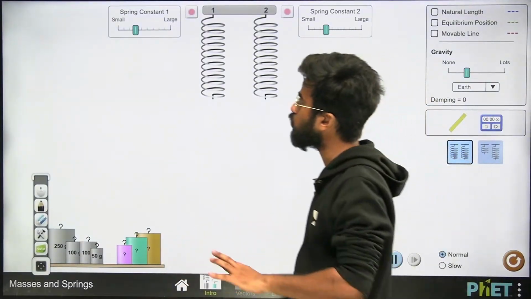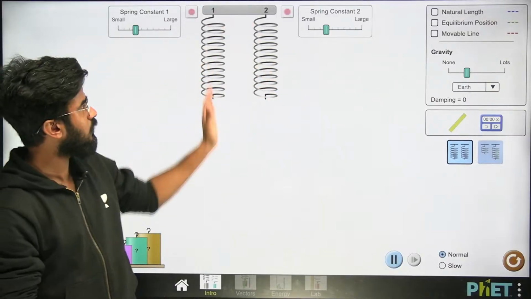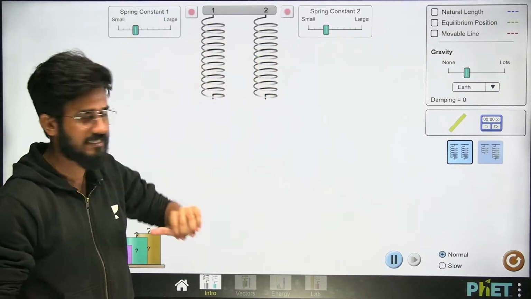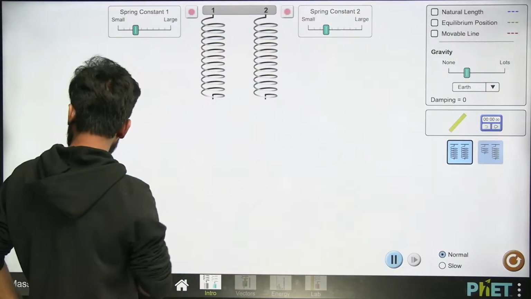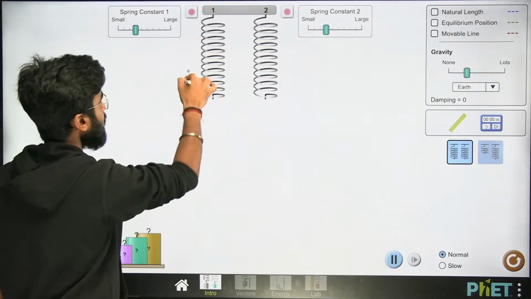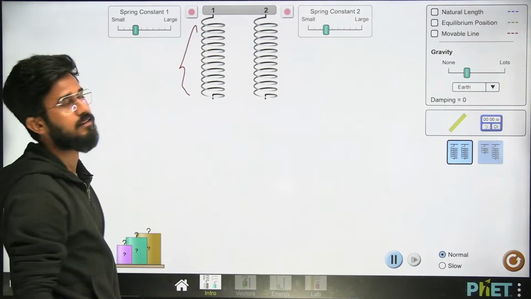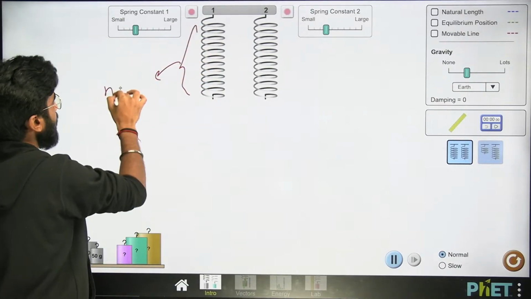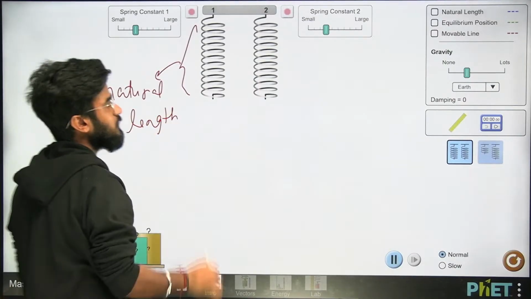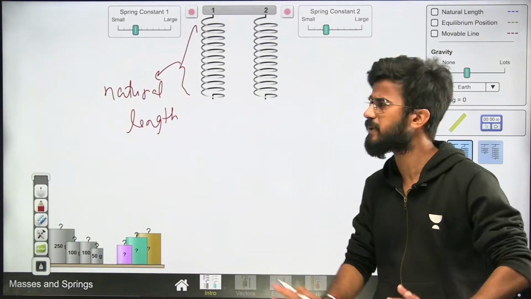So what I want to show you is that we have a spring. Guys, look at this. This is a spring. Suppose we are just focusing on one spring. There are 2 springs in this setup. Suppose this is the spring, and in this section, this is the natural length. What is this called? This is called the natural length. Means this is just a spring without any mass.